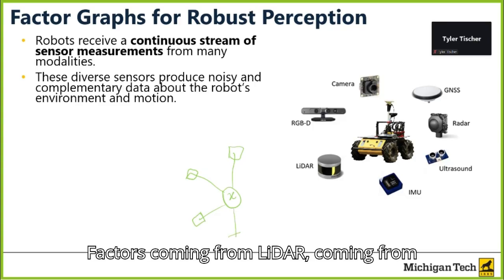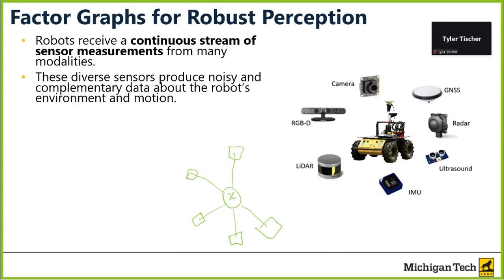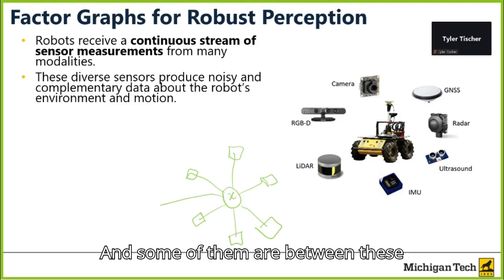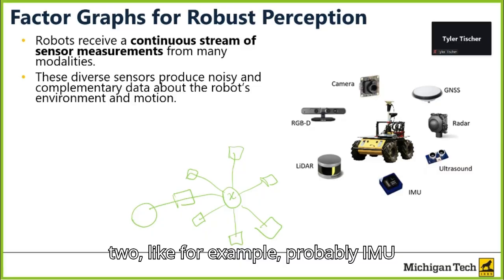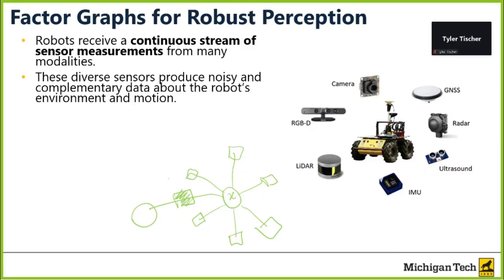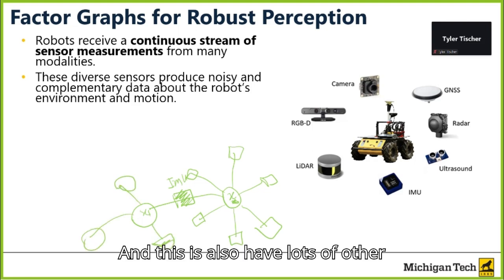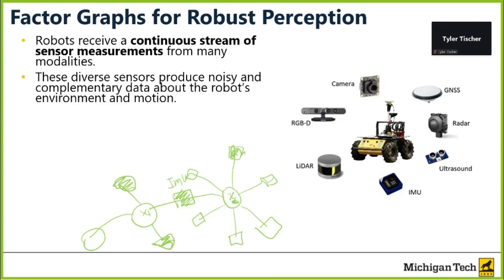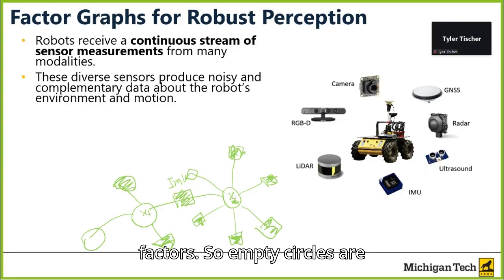Factors coming from LiDAR, coming from IMU, coming from radar, coming from GPS, and some of them are between these two. For example, probably IMU can help to move from x0 to x1, for a dynamic. And this also has lots of other factors. They are all factors. So empty circles are actually states, and filled shapes are factors.